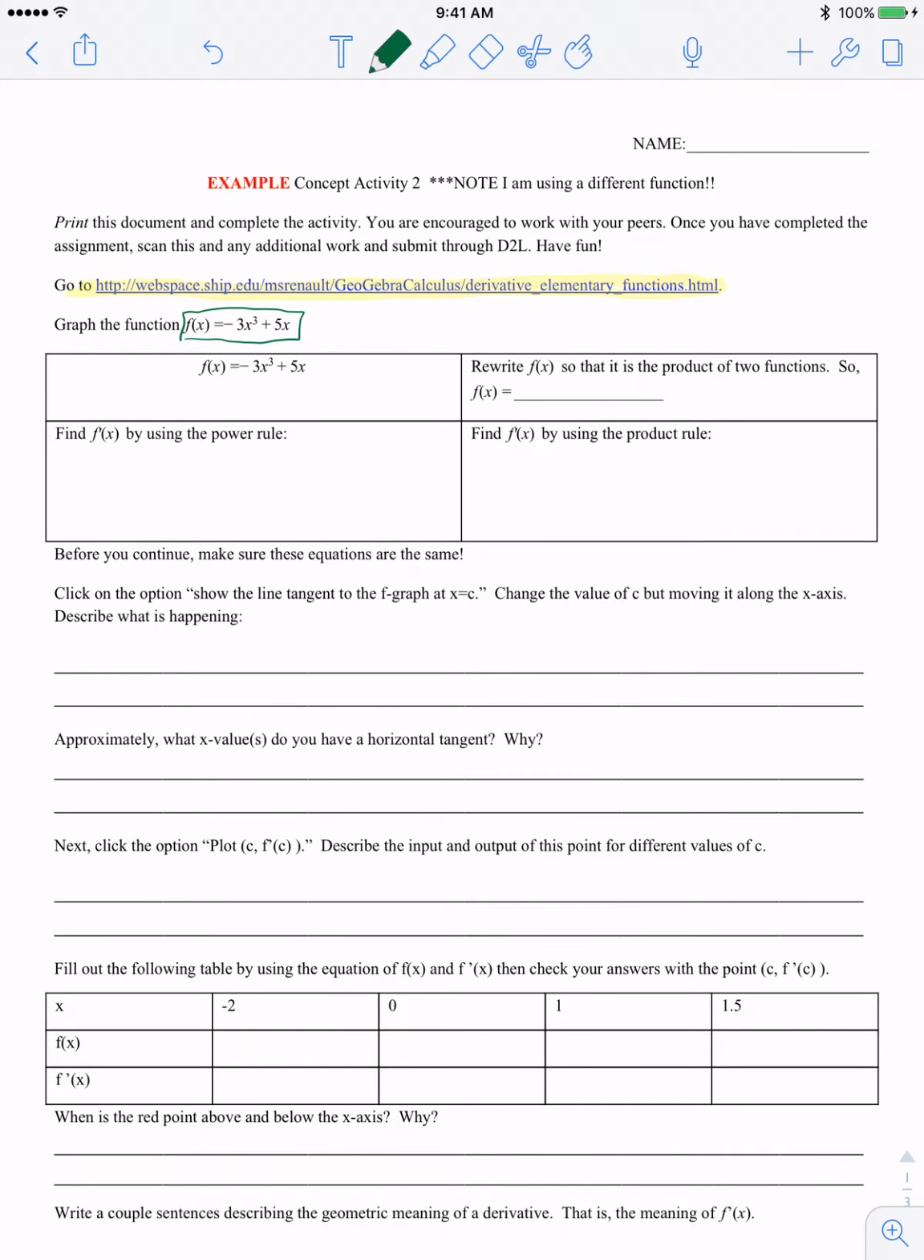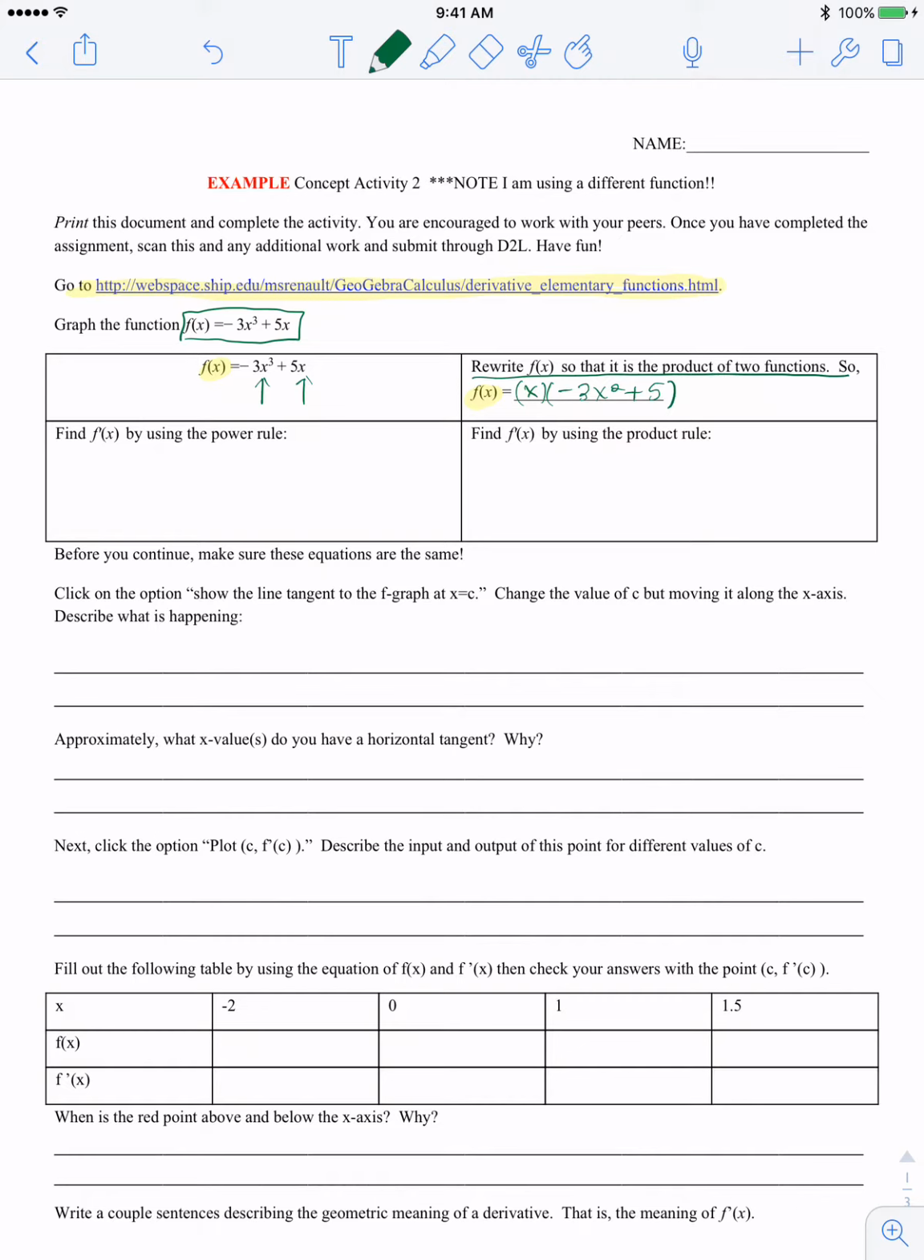So now, it looks like the first thing you should do is rewrite f of x so it's the product of two functions. You'll notice that f of x has an x common in both terms. So we can factor out an x to rewrite f of x to be x times negative 3x squared plus 5, because I factored out an x. Now f of x can be viewed as the product of two functions. You'll notice that this f of x and this f of x are the same functions, just written a little bit differently.